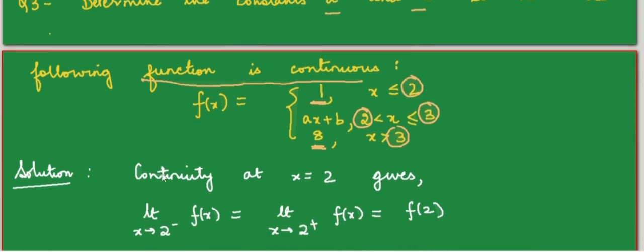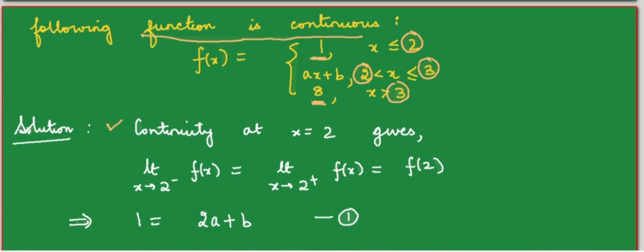So if we exploit this condition of continuity at x equal to 2, what will we have? Left hand limit at 2 equal to right hand limit at 2 is equal to f of 2. But what is the left hand limit at 2? We can see it's 1 from here, and the right hand limit at 2 will be obtained from this branch of the function, because this is where x more than 2 is covered. So when you put x as 2, you get 2a plus b. This is the first constraint on a and b that you get when you exploit the condition of continuity at x equal to 2.